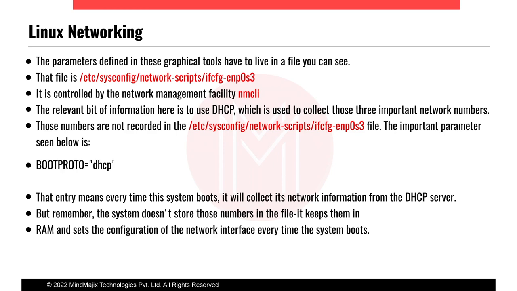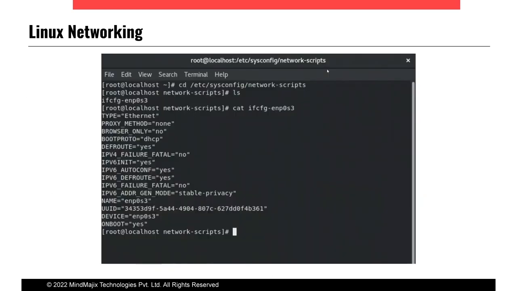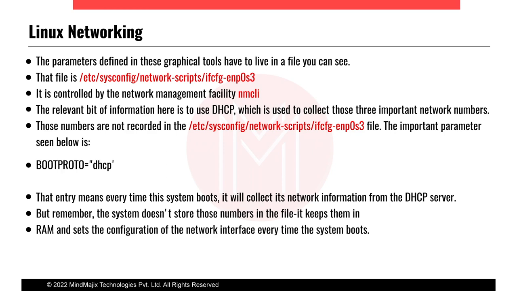This is the file: ifcfg-enp0s3. If you are able to see what this file exactly is, this is the interface name. ifcfg is the utility. Whatever things are configured will get stored inside that file only. Suppose in this case also, if we use the DHCP method, then in that case we will not be able to see the IP address details in that file also. It is controlled by the network management facility. Okay, this is nmcli.